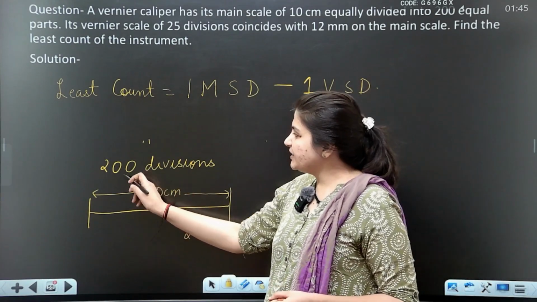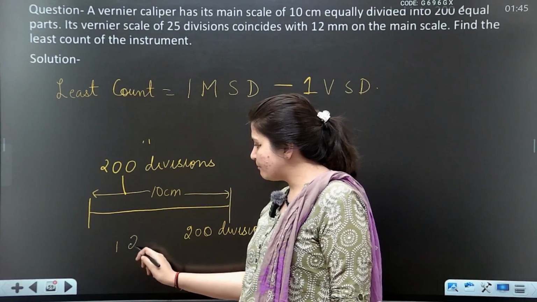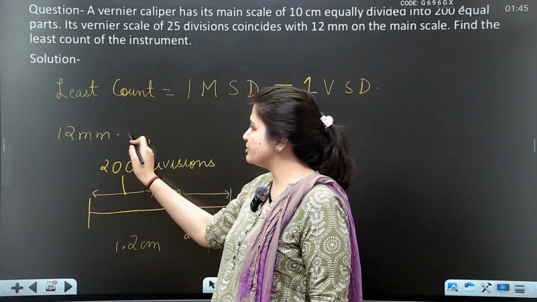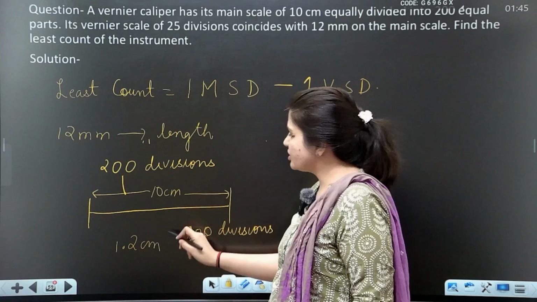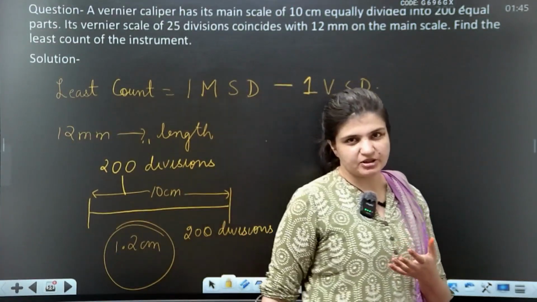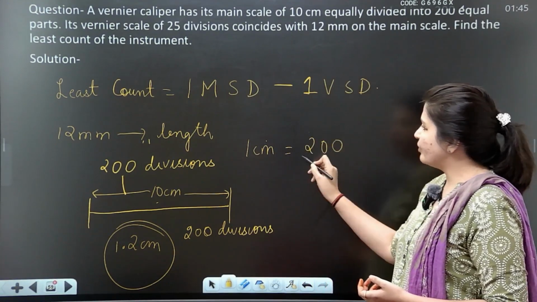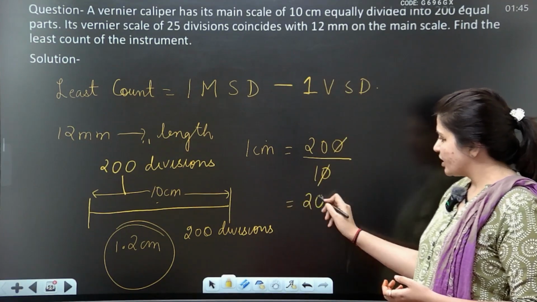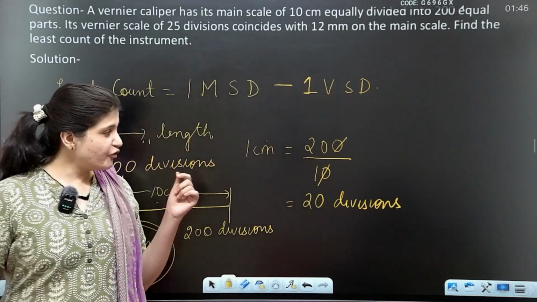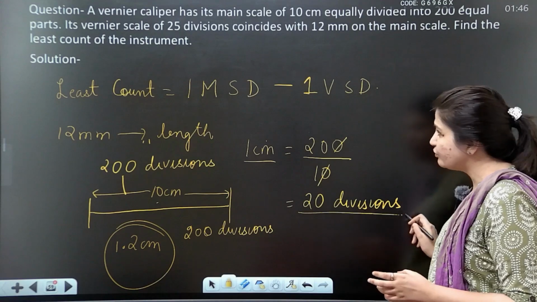In 10 centimeter we have 200 divisions. So where will the 12 millimeter be? 12 millimeter is 1.2 centimeter, because 12 divided by 10 is 1.2 centimeter. For 1 centimeter, the number of divisions is 200 divided by 10, which is equal to 20. So for 1 centimeter we are covering 20 divisions.